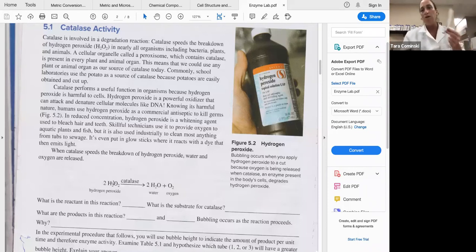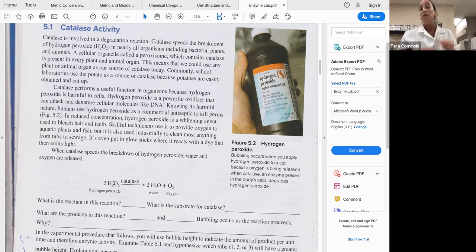Just a little bit more background about catalase in general. We find catalase in the peroxisome, okay? So remember that peroxisomes will break down molecules inside the cell, and in the process will form hydrogen peroxide. Hydrogen peroxide is toxic to the cell, so it's necessary for the cell to get rid of that hydrogen peroxide. The way that it breaks it down is by utilizing catalase, okay?